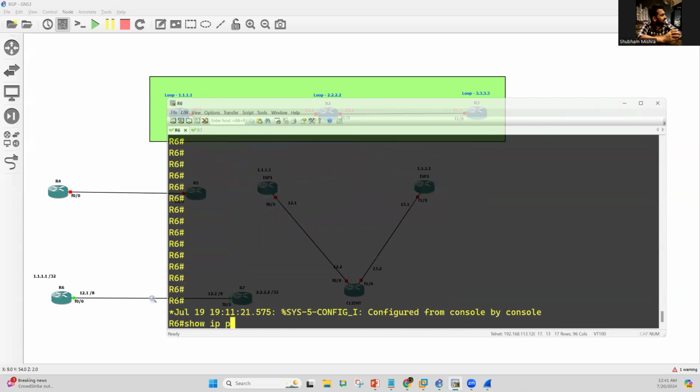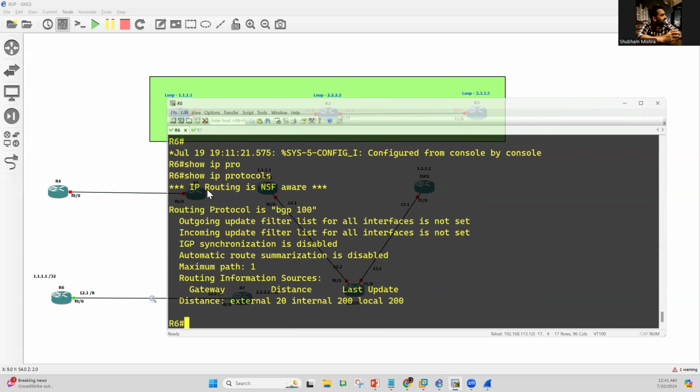See here. So show IP protocol. BGP 100 is configured. There is no problem. Maximum path is 1. No problem. Okay. This is the AD value. I told you there are two types of AD value in BGP, 20 and 200. If a router receives any prefixes from its IBGP neighbor, then what will be the AD value? 200. But when a router receives any prefixes from an eBGP neighbor, in this case what will be the AD value? 20. Clear? I hope you guys understand.